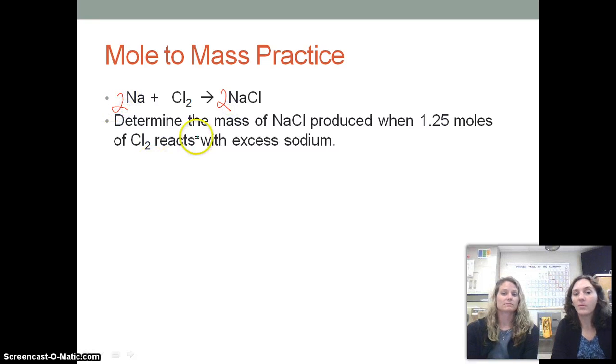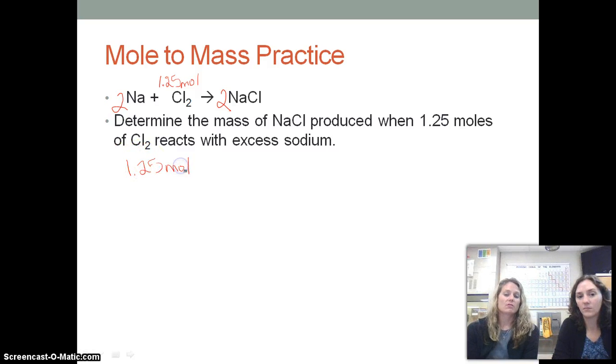Let's look at our problem. Determine the mass of NaCl produced when 1.25 moles of Cl2 reacts with excess sodium. That just means you don't need to worry about how much sodium you're given because it's in excess. Means that you have more than what you really need. So we're going to start with our 1.25 moles of chlorine.